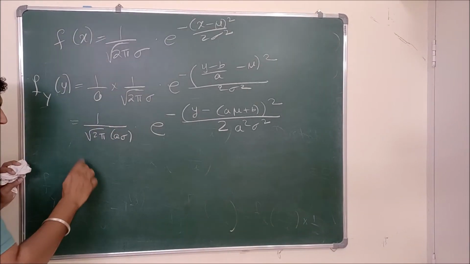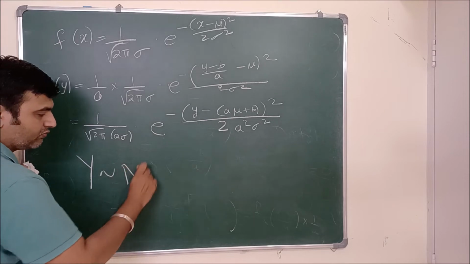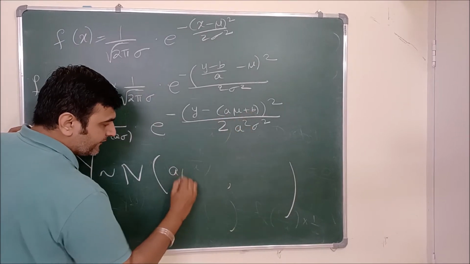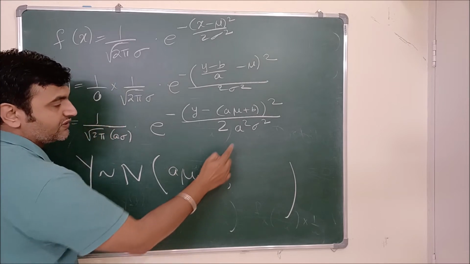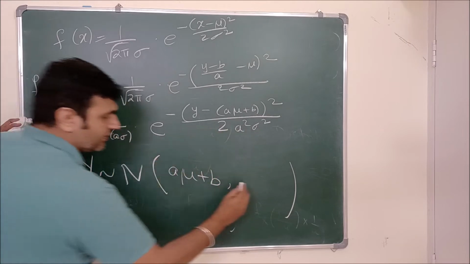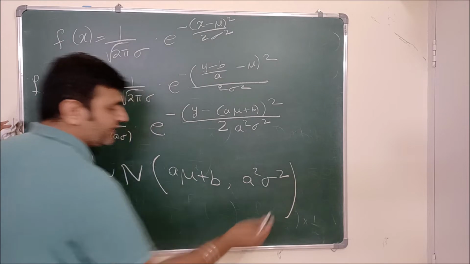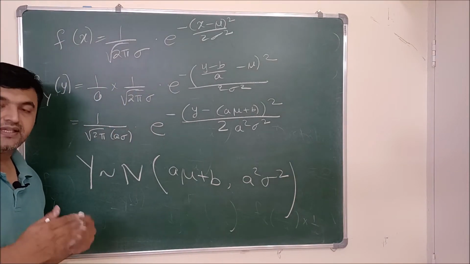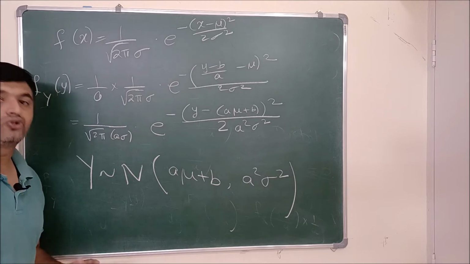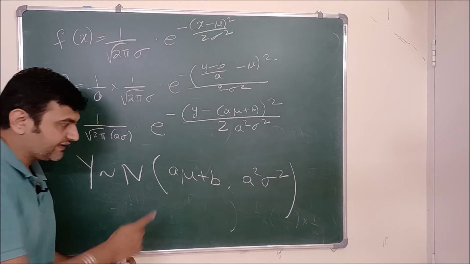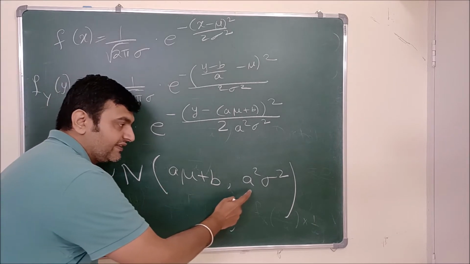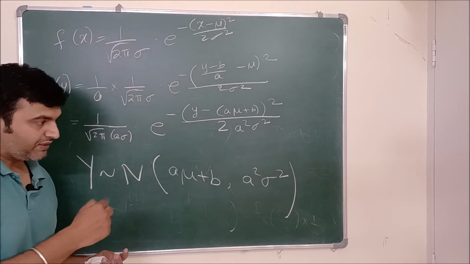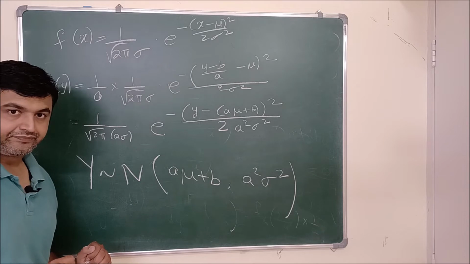And what is the mean over here? So y follows the normal distribution. What is the mean? a mu plus b. And what is the variance? a square sigma square. So if your x is a normal distribution, then ax plus b is also a normal distribution with mean a mu plus b and variance a square sigma square. What will be the standard deviation? Plus minus a sigma. Okay.